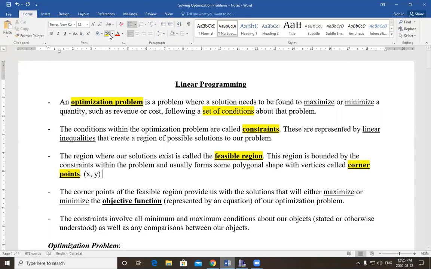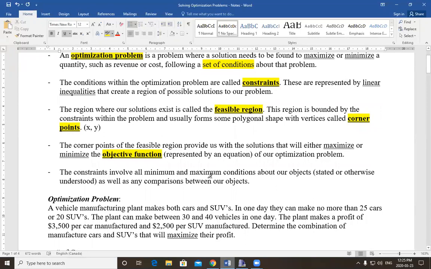Now, what do we do with those x and y coordinates when we find them? We are going to be creating an objective function. An objective function, very important, is represented by an equation. And that's going to be given implicitly in the problem, so we'll have to build it. It's going to be giving information about either finding the maximum revenue or the minimal cost of production. So you will be able to find it, and it is going to be a linear equation. The constraints involve maximum and minimum conditions about our objects, as well as any comparisons between them.